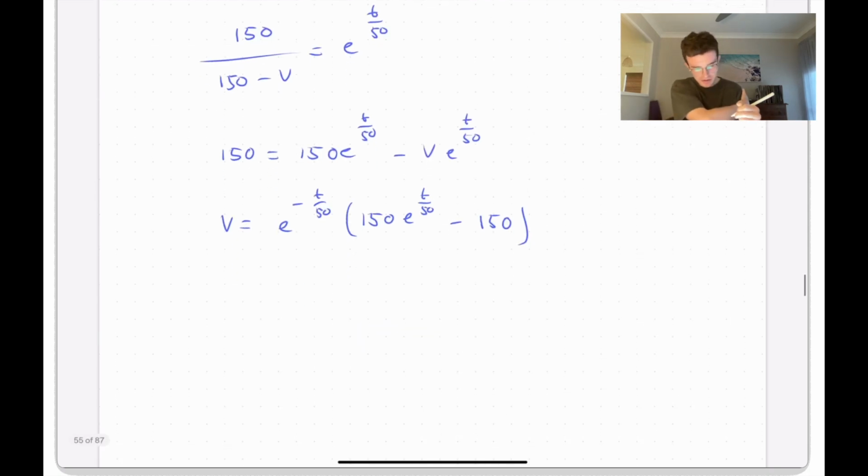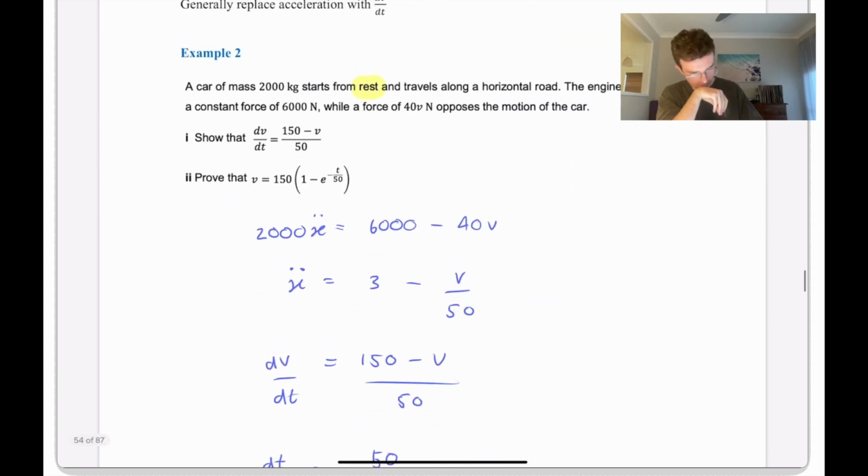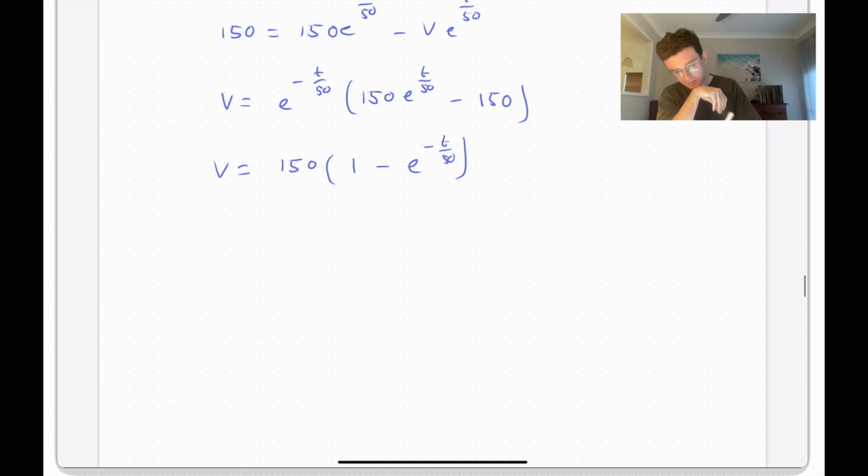We might multiply through the e to the t on 50 and take out a factor of 150, so it's going to be 150. If we multiply that with that, we get 1 minus e to the minus t on 50. And I think that's what we're after. Let's have a look. Beautiful, nice and easy.